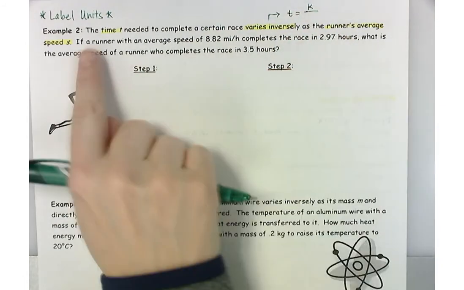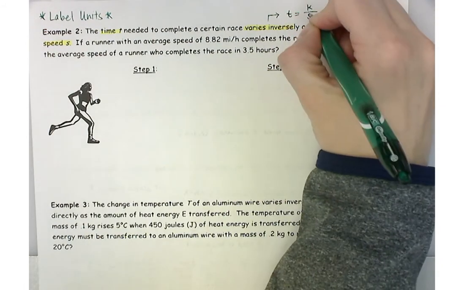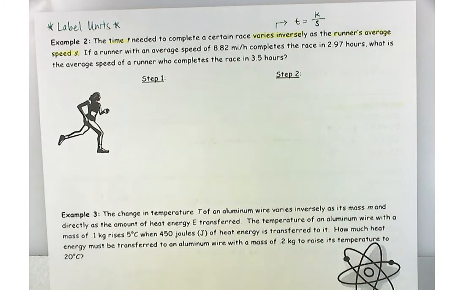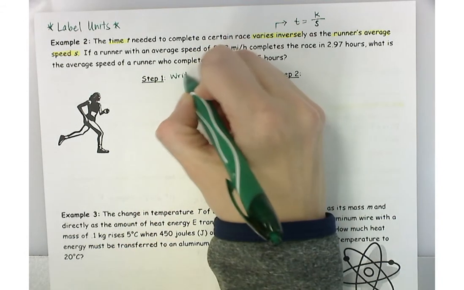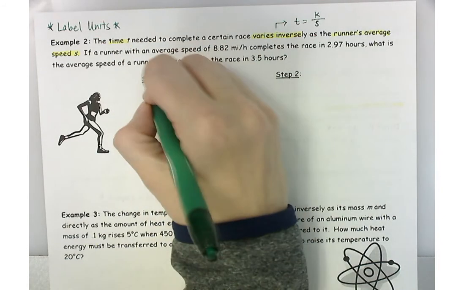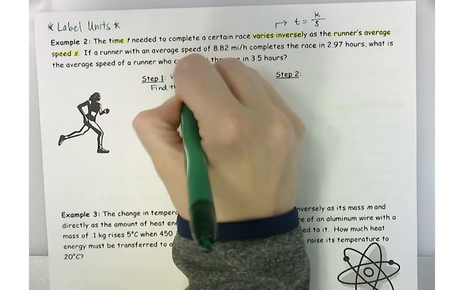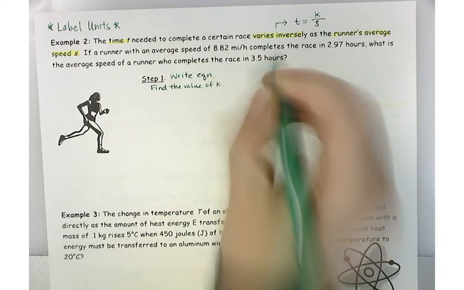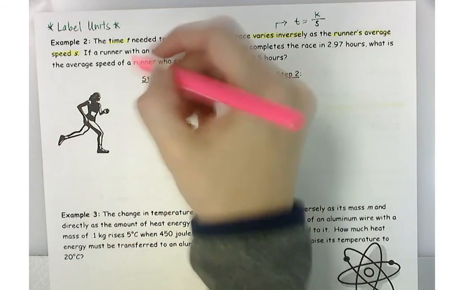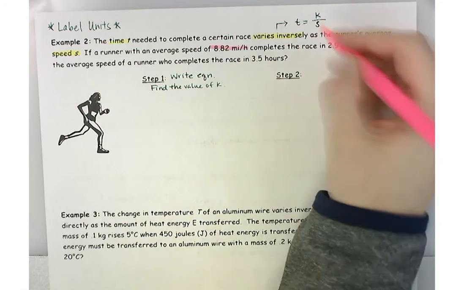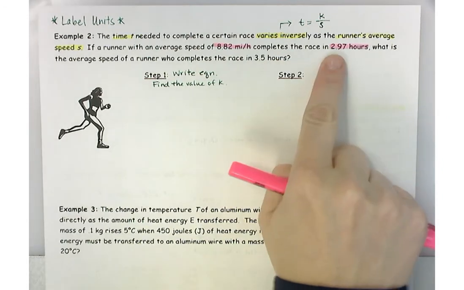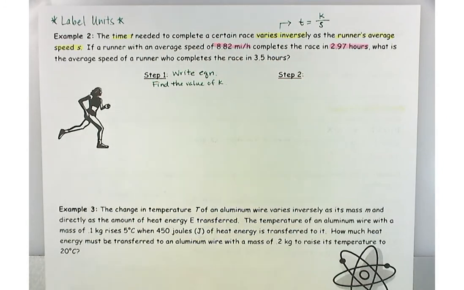All right, now in the next sentence they tell you if you have a runner with this speed, and she completes the race in 2.97 hours. What is the average speed of a runner who completes the race in 3.5 hours? And I like to highlight the question, what they're asking you. What is the average speed if you complete the race in 3.5 hours? Okay, so again, when you're doing your quiz, you are going to have to find your equation, so that's what we're going to practice doing today.